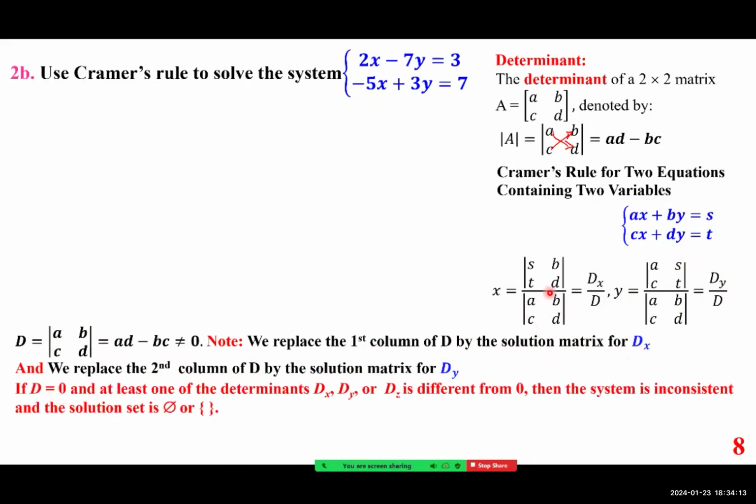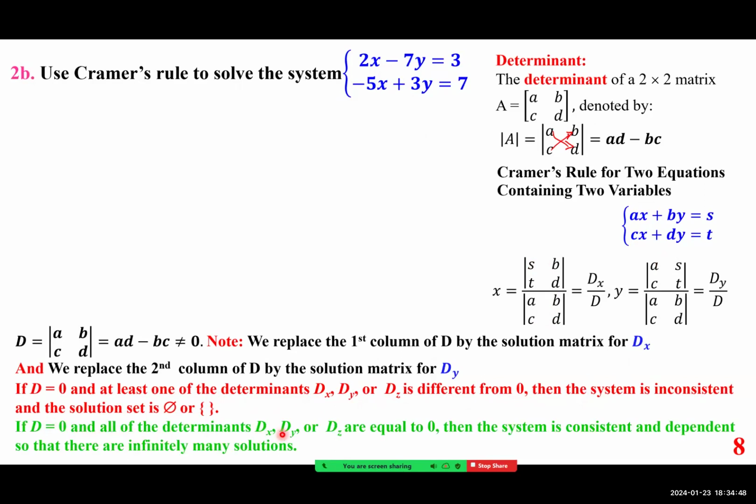If D happened to be 0, and at least one of the determinants, D sub X or D sub Y or D sub Z if we have 3 variables, is different from 0, then the system is inconsistent and the solution set is an empty set. So I want to repeat that. If D becomes 0 and one of those is not, then it's an inconsistent system. If D is 0 and all of those determinants are equal to 0, then the system is consistent and dependent, so that there are infinitely many solutions.